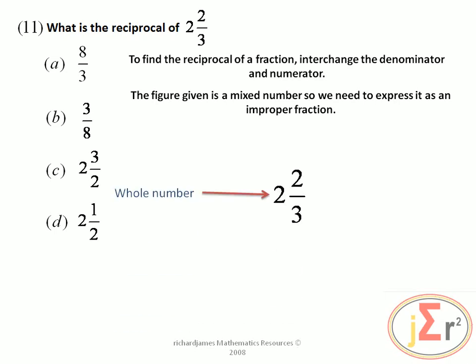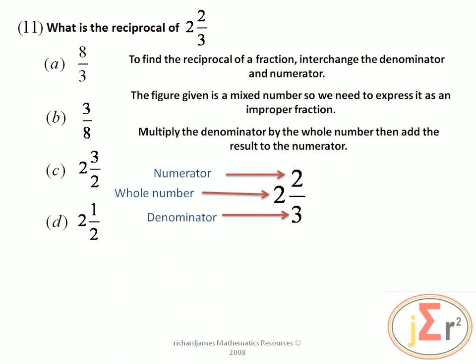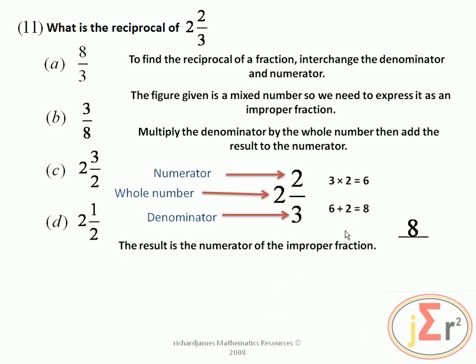So we have there a whole number part, because it's a mixed number. And of course we have a numerator. And of course, our denominator. What do we do? Multiply the denominator by the whole number, then add the result to the numerator. That's how we are going to do it. So we're going to say now 3 times 2 is equal to 6. And then we say 6 plus 2 is equal to 8. So the numerator is going to be 8 and the denominator will be the same as the one that we have right there, which is 3.